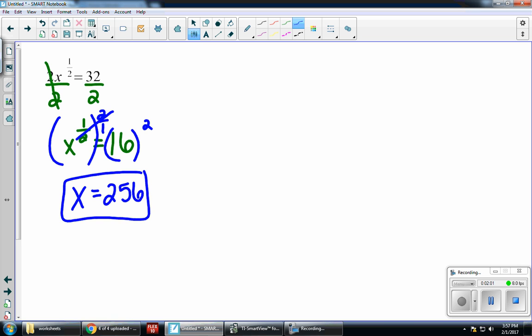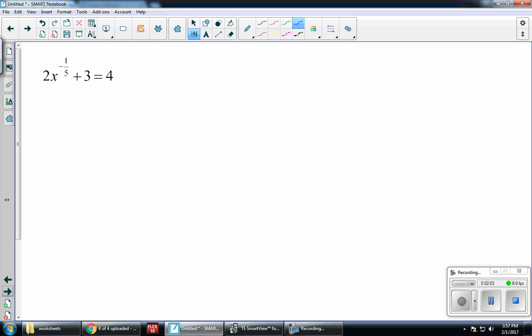Let's look at another one. This time I have a couple of different things happening, but remember that the x is the only thing being raised to that -1/5 because there are no parentheses. So I'm going to start by solving for x. The first thing I'm going to do is subtract 3 on both sides.